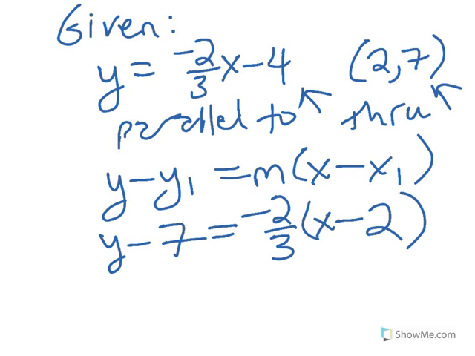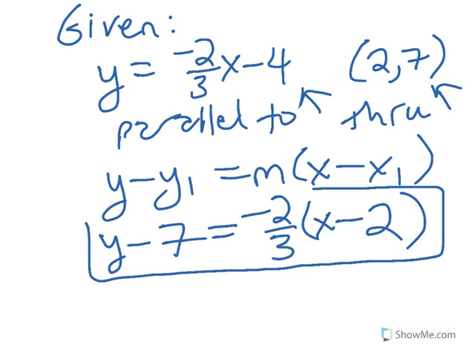And there you have it. Graph that line. It'll be parallel to the line we started with, and it will go through the point 2, 7. It really is that simple. A lot of times the problem will also specify a certain form for your result. You should be able to quickly convert this into slope-intercept form or standard form if you're asked to do so.